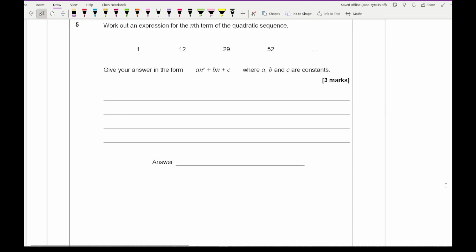of the quadratic sequence. Give your answer in the form of an squared plus bn plus c, where a, b and c are constants. So again, this is going to be one of the harder types of quadratic sequences we can get. So again, first things first, what we need to do is work out the double difference. So here we've got plus 11, then plus 17, and then plus 23. So looking at the double difference, we've got plus 6, so that means that 3n squared is going to be in the formula.